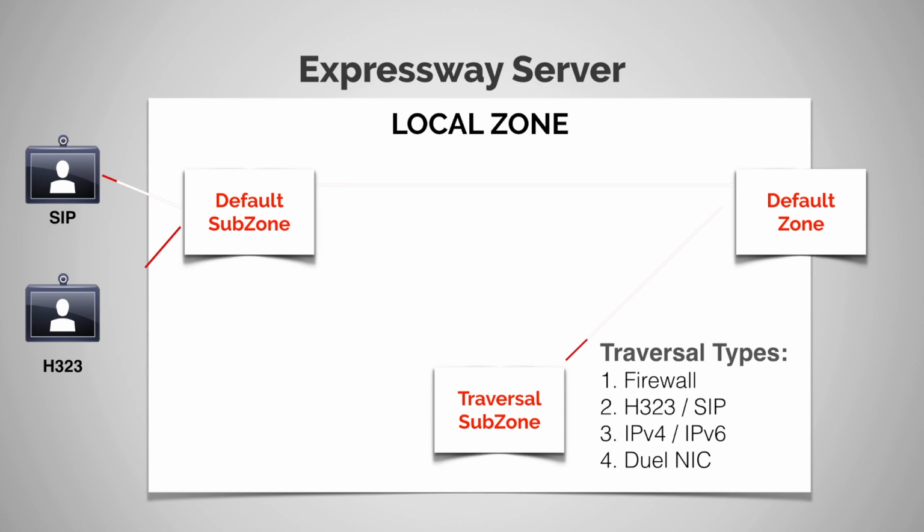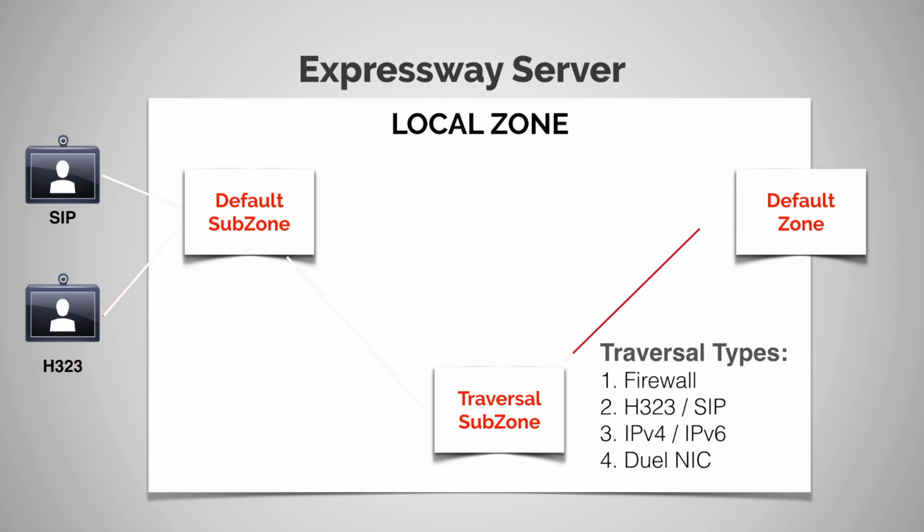It's not ideal because you don't want to have to go through the default zone for an internal call. So really, the more ideal situation is to create a link between the default subzone and the traversal subzone. And that way this call would follow the shortest path. And that's part of the logic that's built into the Expressway servers, and that is that calls will always follow the shortest path. And the reason that's important is because once the shortest path is established, it will not look for an alternate route. There's no rerouting between subzones.